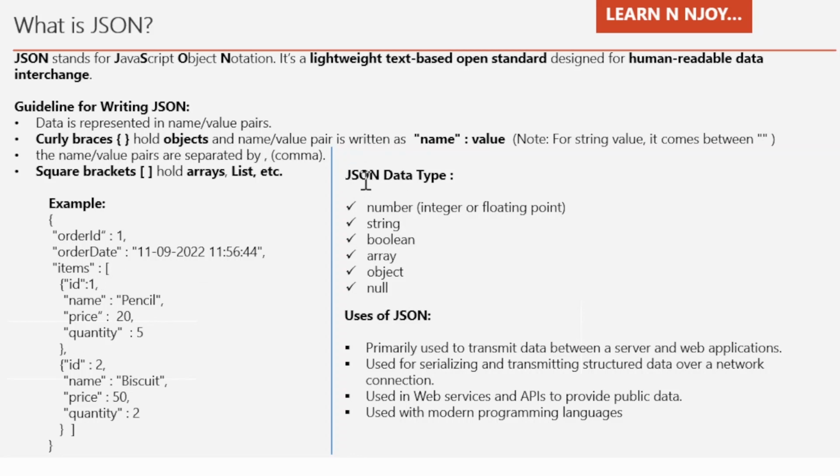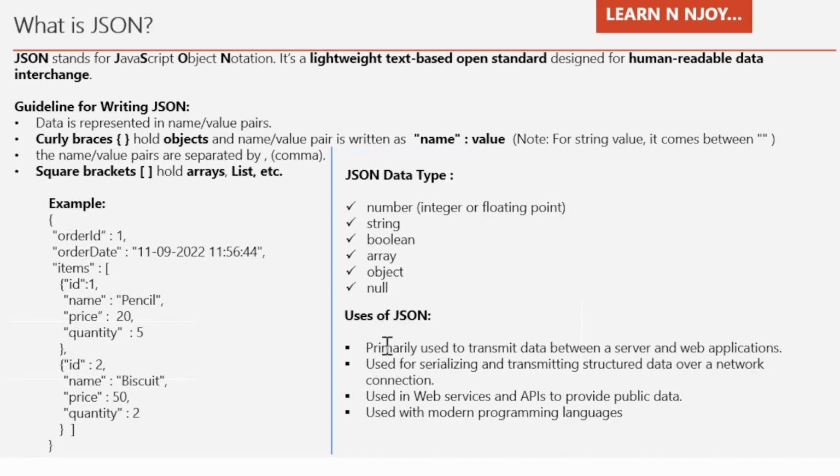Now we look into the JSON data types that it supports. It supports 6 types of data type: number, which is integer or floating point, string, boolean, array, object and null. Now we have learned what JSON is, what the guidelines for writing JSON are, and what the JSON data types are. Now we will learn about the uses of JSON.